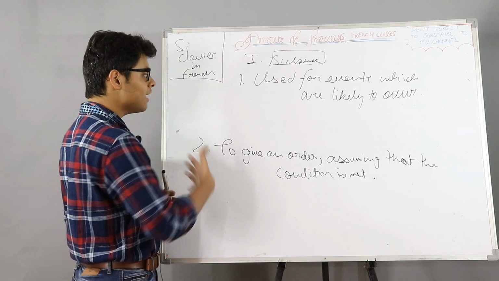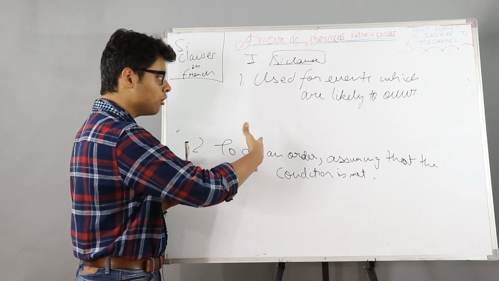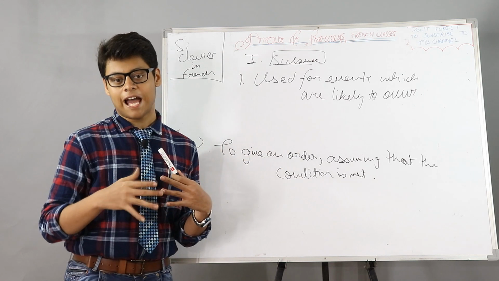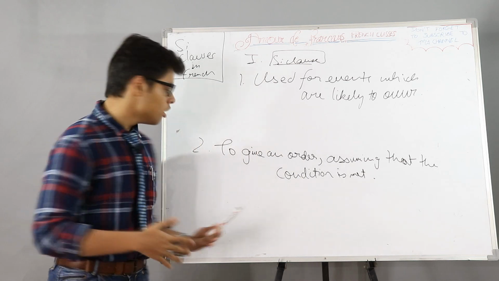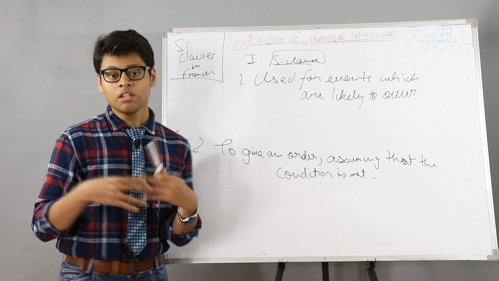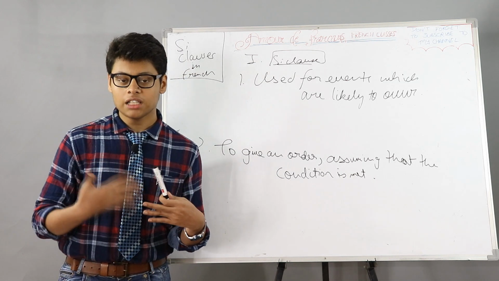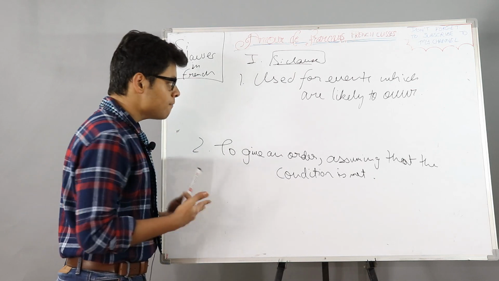For events which are likely to occur, you will get a sentence like si plus présent is equal to dash. What will be that dash? That will be futur simple, likely to occur in future. And to give an order assuming that the condition is met, with which tense do we give an order? That's the impératif. So you will have impératif.